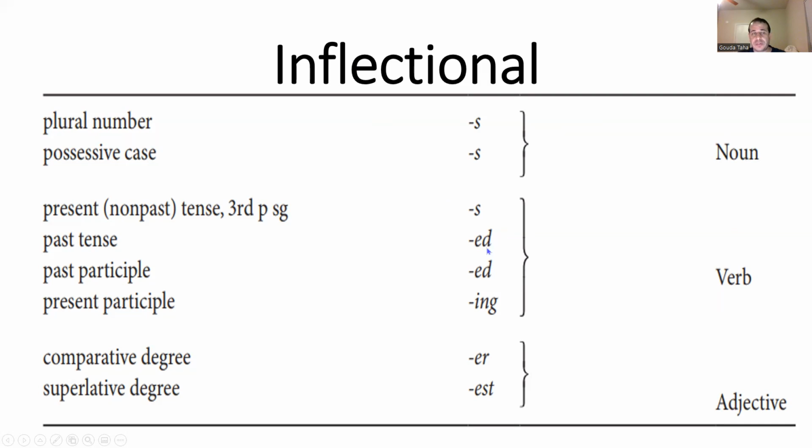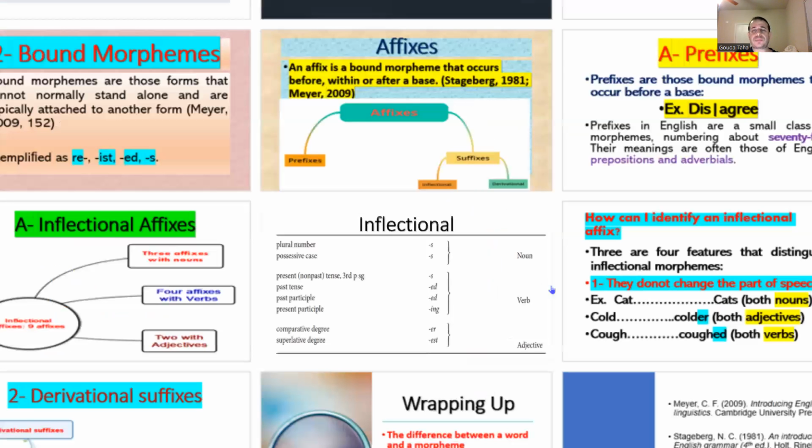Then we have the ed past simple, then we have ed past participle, then we have the ing present participle, then we have the er, est when it comes to adjectives.